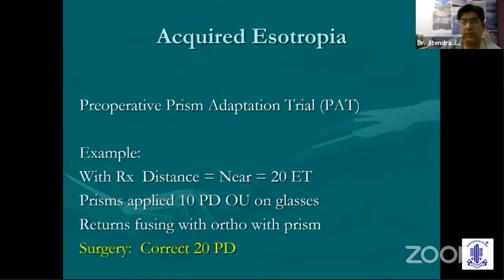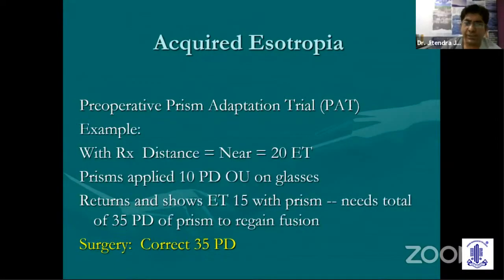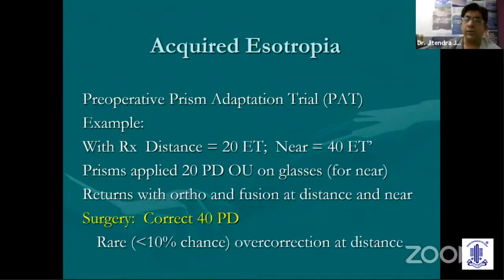Now, if you have an acquired esotropia patient, I would suggest that we should do a prism adaptation trial. This is how it can be done. If the angle is 20 diopters, you can correct 20 diopters and see the patient again at the same working distance, and if the patient gets corrected by 35 prism diopters, then the amount to be corrected is 35 prism diopters.